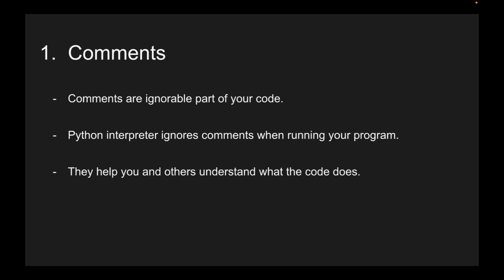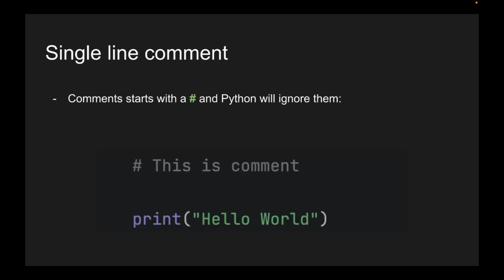Okay, so in Python we have two different kinds of comments. The first is the single line comment. To implement this comment, you just have to use the hash symbol. Python will ignore it whenever you're running the program. So this is an example of a single line comment.